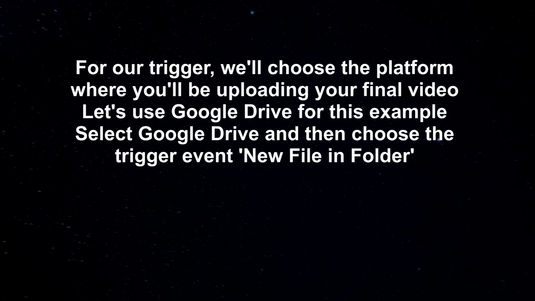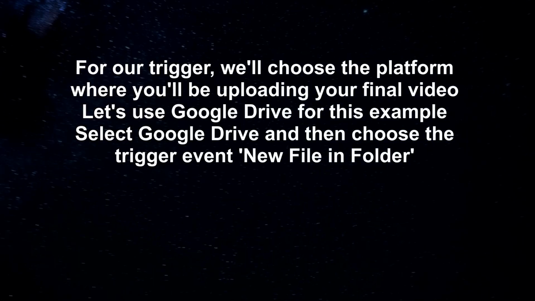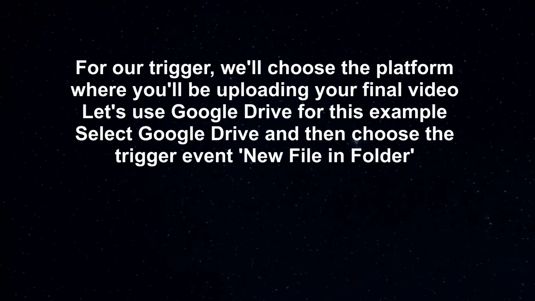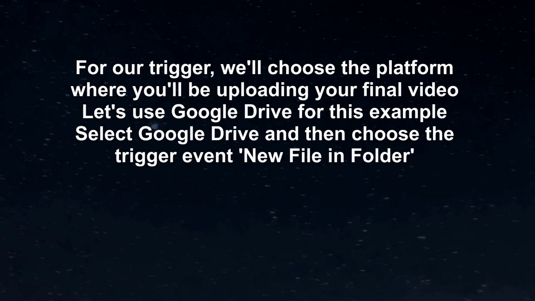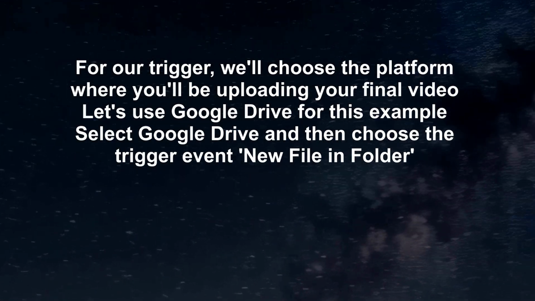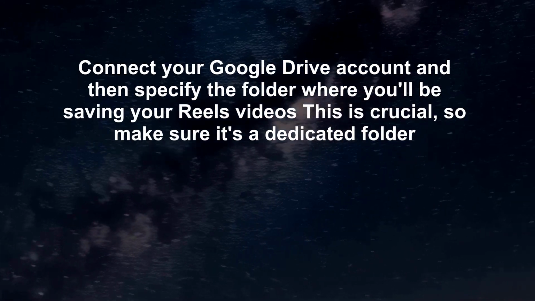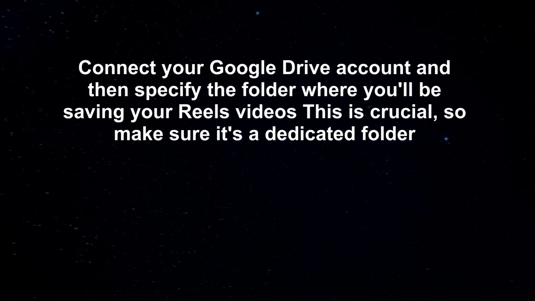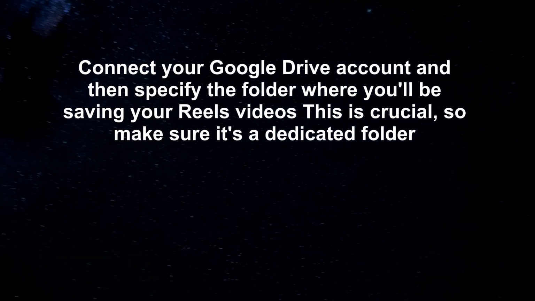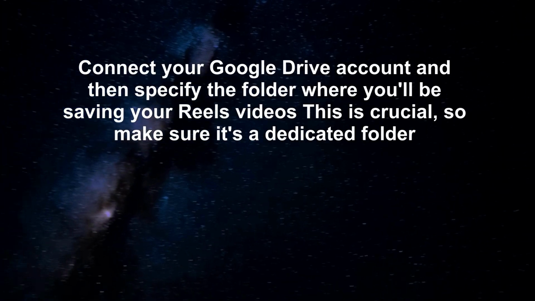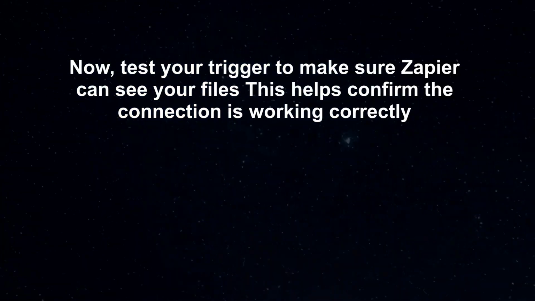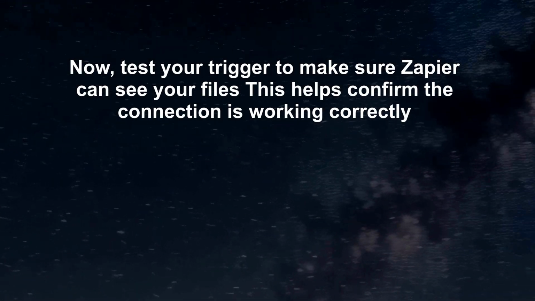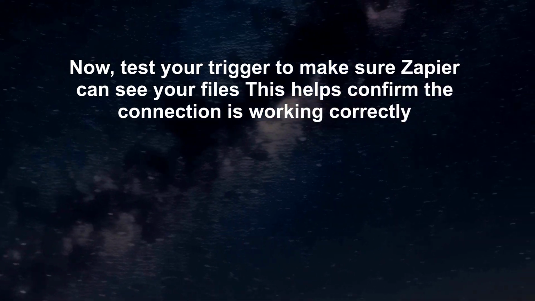For our trigger, we'll choose the platform where you'll be uploading your final video. Let's use Google Drive for this example. Select Google Drive, and then choose the trigger event, New File in Folder. Connect your Google Drive account, and then specify the folder where you'll be saving your Reels videos. This is crucial, so make sure it's a dedicated folder. Now, test your trigger to make sure Zapier can see your files. This helps confirm the connection is working correctly.